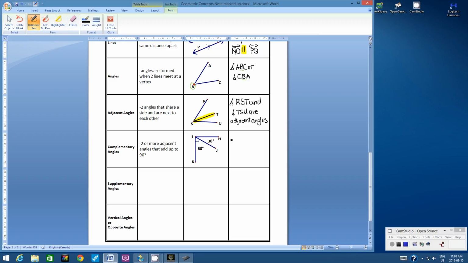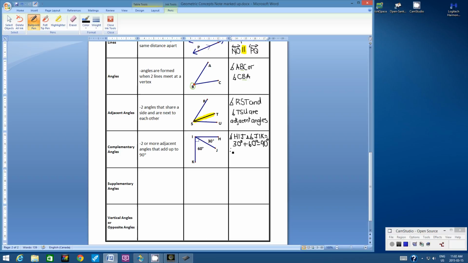Okay, so let's make a little note here. Angle HIJ and angle JIK equals, well, angle HIJ right here equals 30 degrees, and angle JIK is 60 degrees, and if we add those up, they have a sum of 90 degrees.